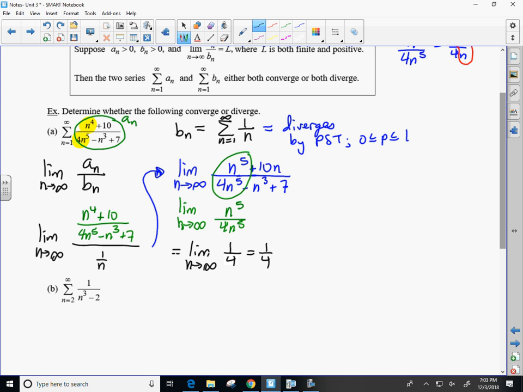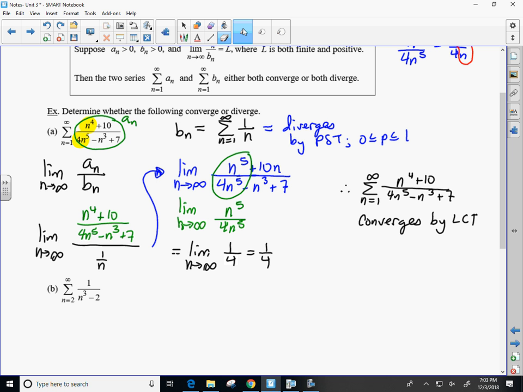So what that tells me is that the original summation of n to the 4th plus 10 over all that stuff on the bottom converges by the limit comparison test. All right. Oh, sorry, diverges. Diverges. I said it right in front of me, like right in front of my face.